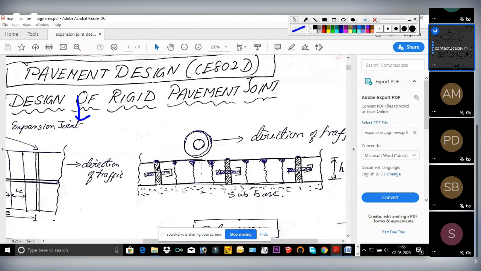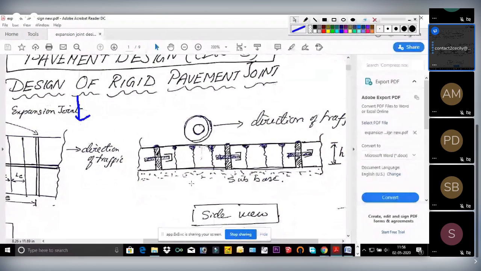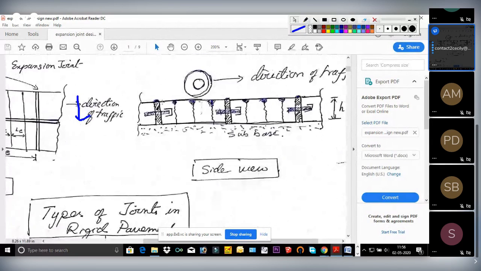So we must use filler material whose compressibility is 50%. That means it will allow 50% expansion, and the remaining 50% of the gap will be filled by that filler material only during the expansion process. And here at the top we should seal the joints with sealing materials like bitumen, so that water may not penetrate inside the joints.